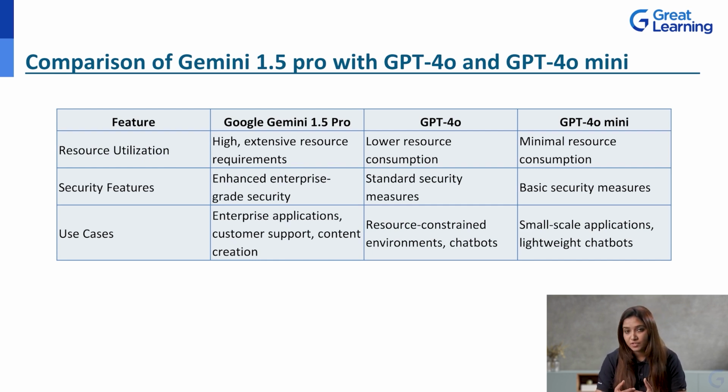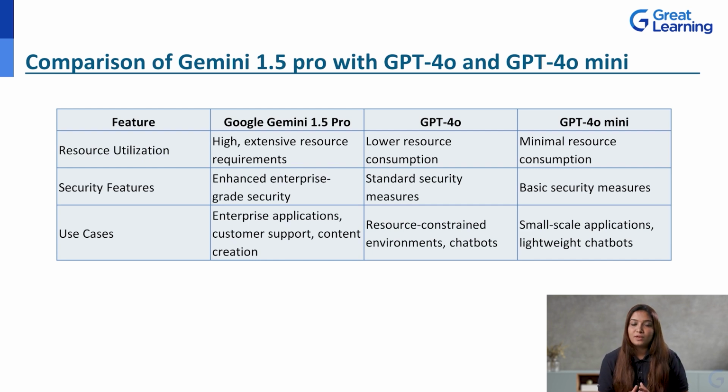Then comes security features, which is very important. Enhanced enterprise-grade security is available in Gemini, and standard security is available in GPT-4o. Basic security measures are addressed in mini. That is the difference you have. It is just having a descending effect in a few features and ascending effects in a few features. You could try to compare by yourself, reading this particular content on your screen.